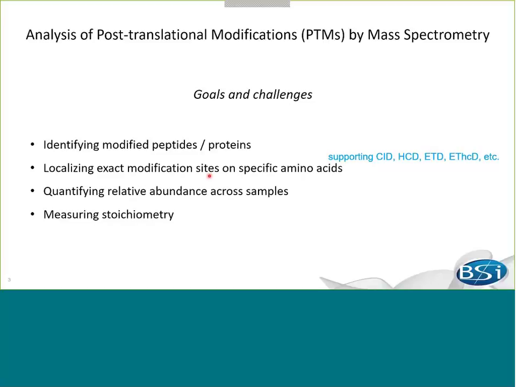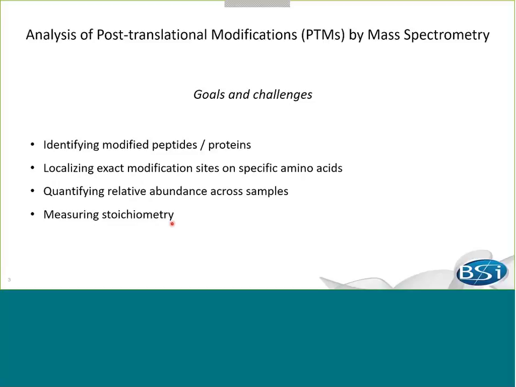Besides identification, researchers often pursue measuring and comparing the relative abundance of a modification site of interest across different biological samples or conditions. This can be achieved via label-based or label-free quantification methods, which are supported in the PEAKS Q module. Lastly, it is also very useful to determine the site occupancy or stoichiometry. That means the proportion of proteins that are modified.